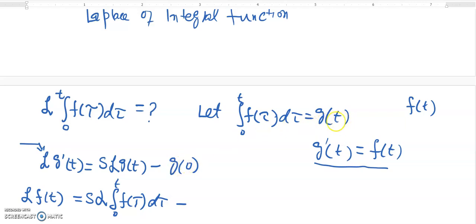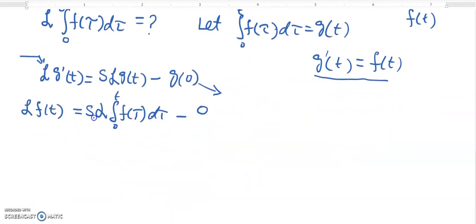We know that g is an integral function, and if this integral function is evaluated at 0, that means the limits are from 0 to 0. If we integrate from the limits of 0 to 0, or a to a, or c to c, then that function is actually 0. So this term will be 0.